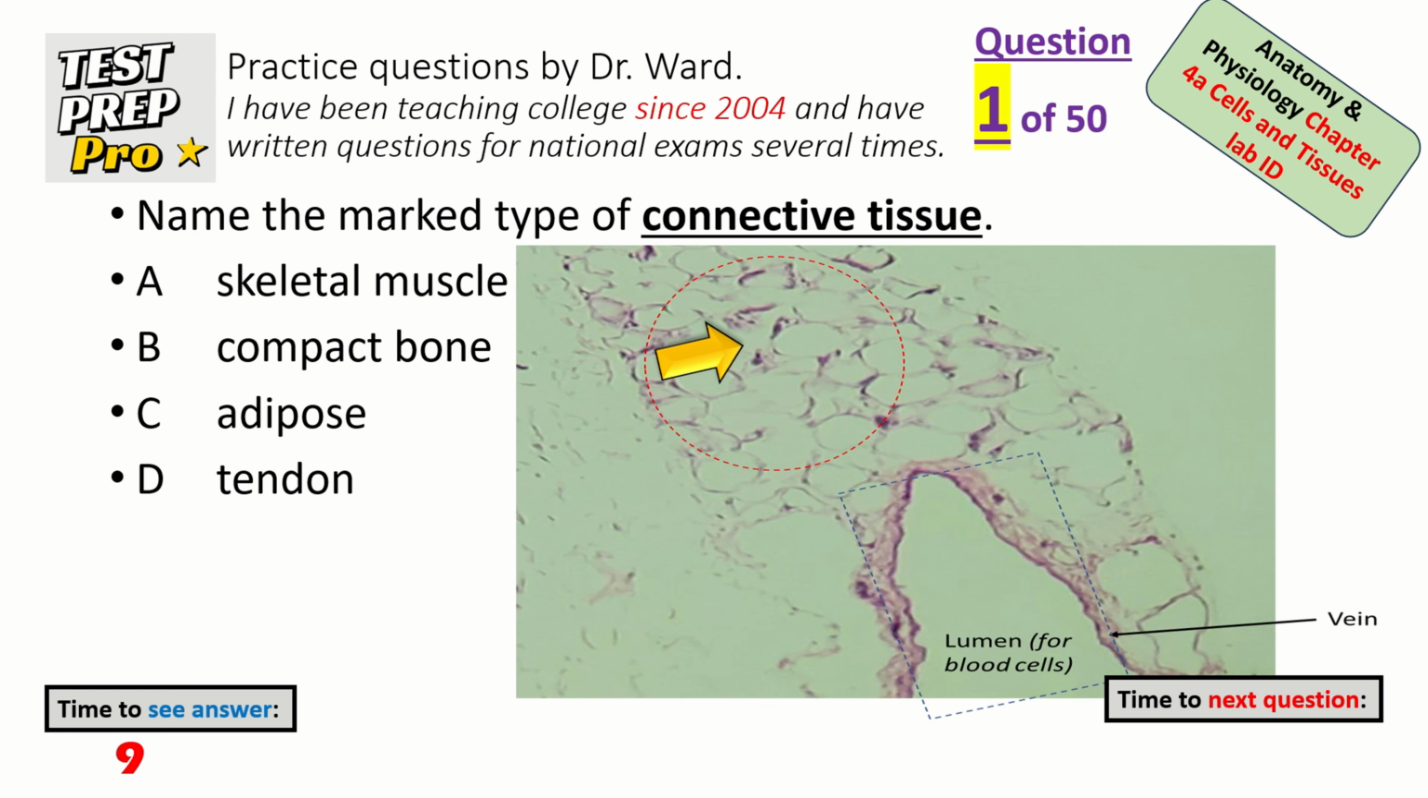Name the marked type of connective tissue. This is showing lots of oval, very clear looking cells next to a blood vessel. Adipose.